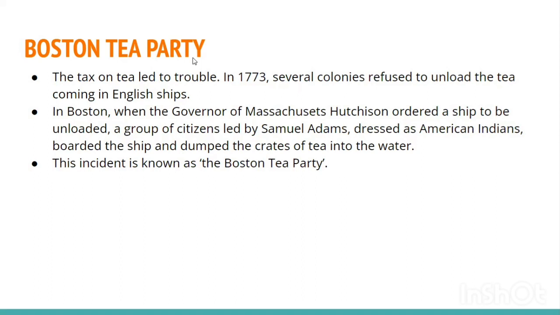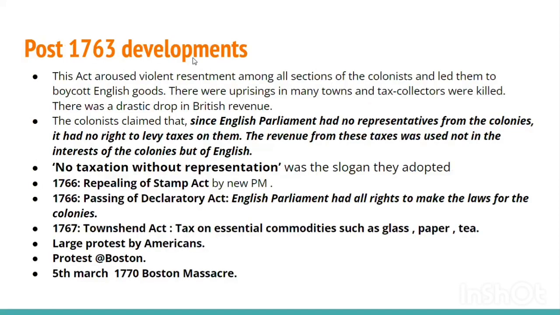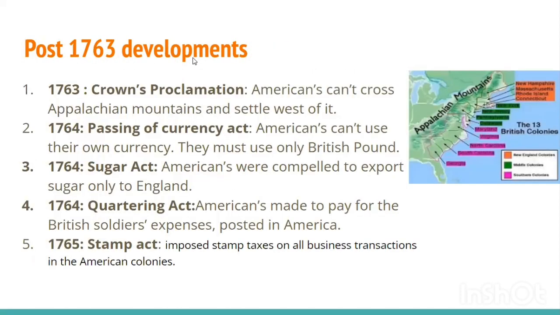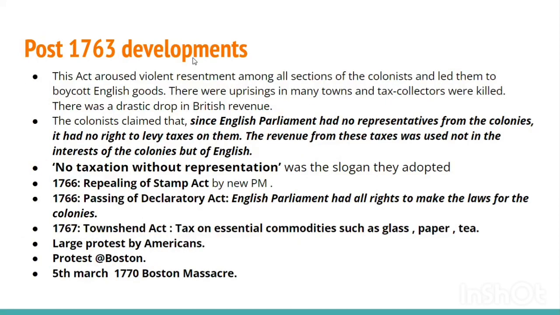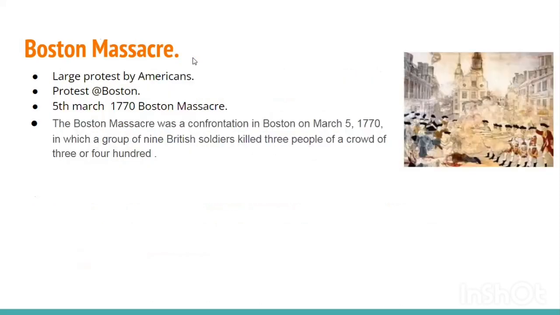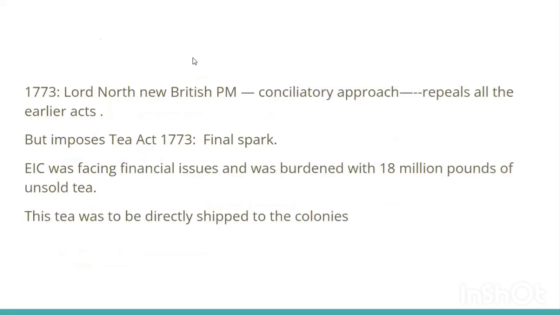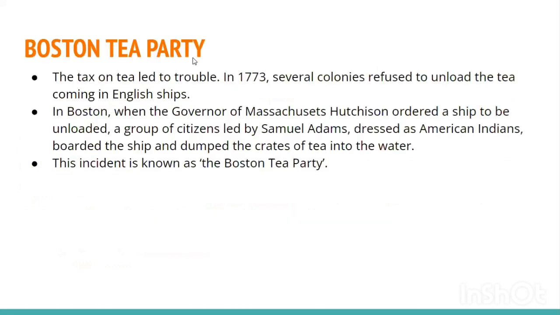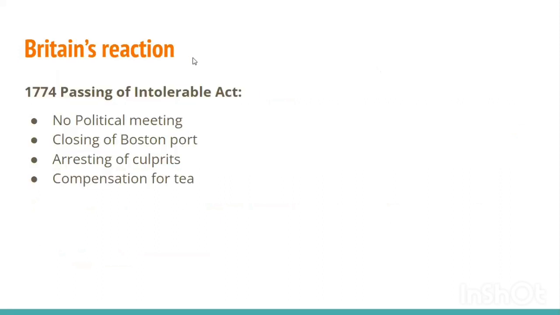Okay, so any doubt up till now? Whatever we have covered, we have seen the acts till the Stamp Act. Then we saw the different developments that took place. In the Boston Massacre we saw how Americans protested and how British soldiers opened fire on them, and three Americans died in that. So that was the Boston Massacre. And then the Boston Tea Party, how the Tea Act was imposed on the colonists and how they tackled this entire incident. So that is the Boston Tea Party. Okay. Any doubt up till now? Any issues? Is everything clear?